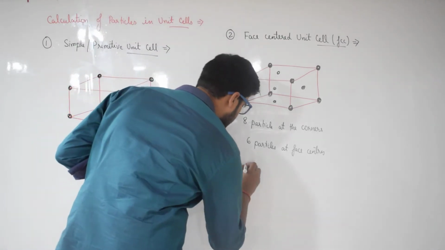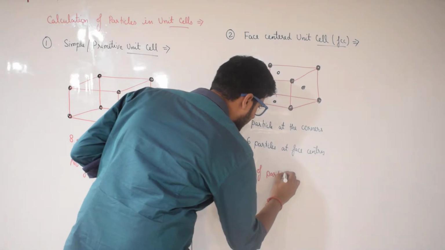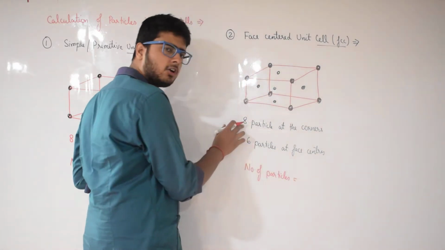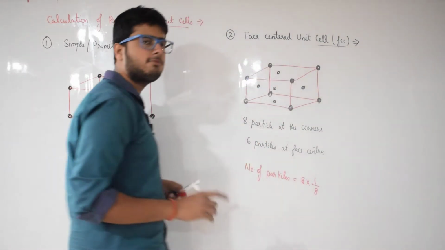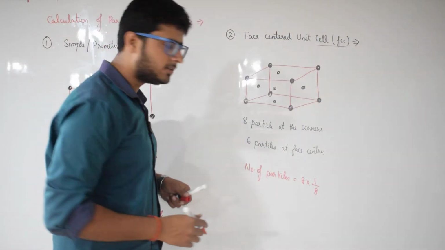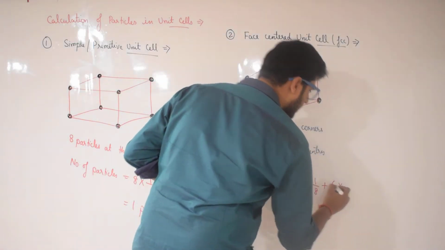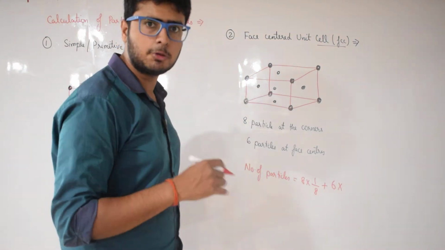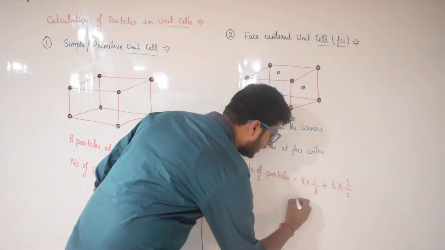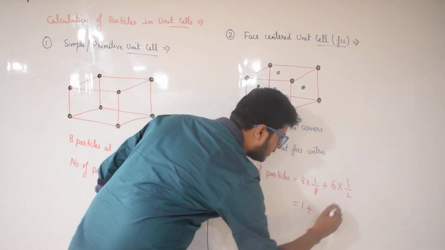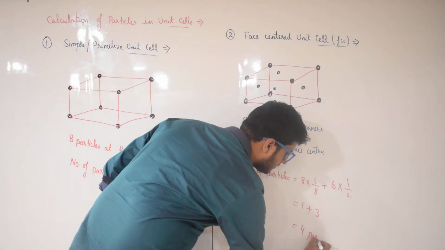So, the number of particles would be 8 particles at the corners. So, 8 multiplied by 1 by 8, because the contribution of one particle at the corner would be 1 by 8, plus we have 6 particles at face centers and the contribution of one particle at face center would be half, 1 by 2. So, 8 multiplied by 1 by 8 would be 1 and 6 multiplied by 1 by 2 would be 3. So, it will be 4 particles.